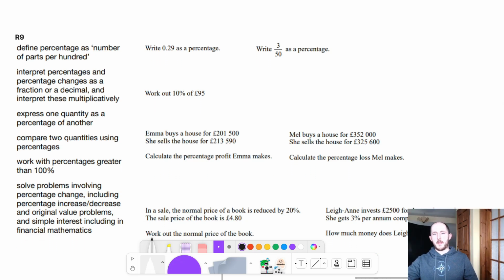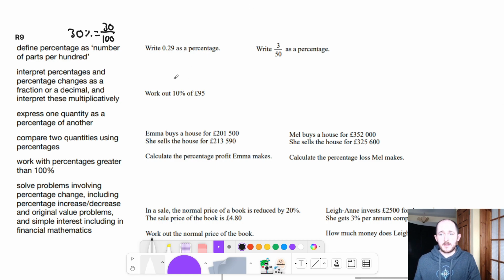So let's get started with percentages. So here it says define percentage as a number of parts per 100. Essentially a percentage is just a fraction out of 100. So if I gave you 30%, for example, all it means is 30 out of 100. Same thing, okay? So we need to be able to convert between decimals and fractions and percentages.